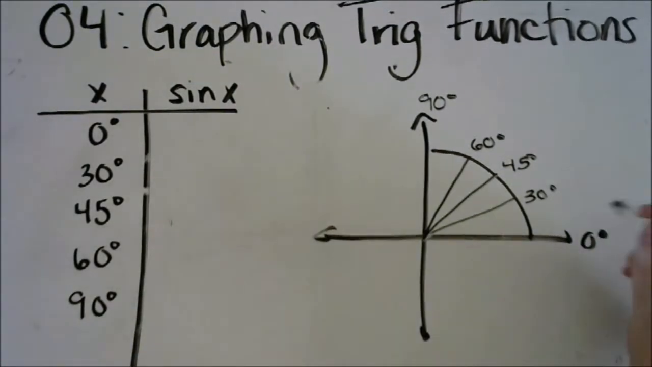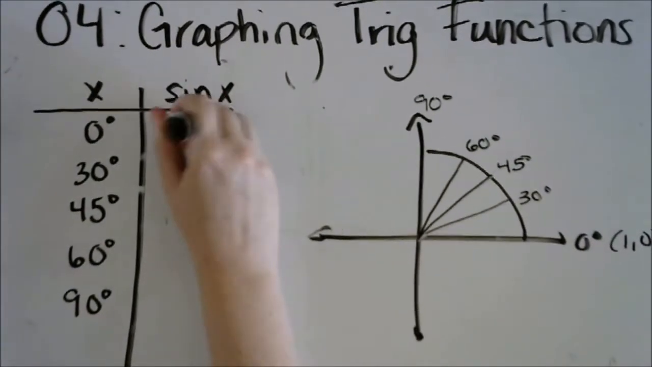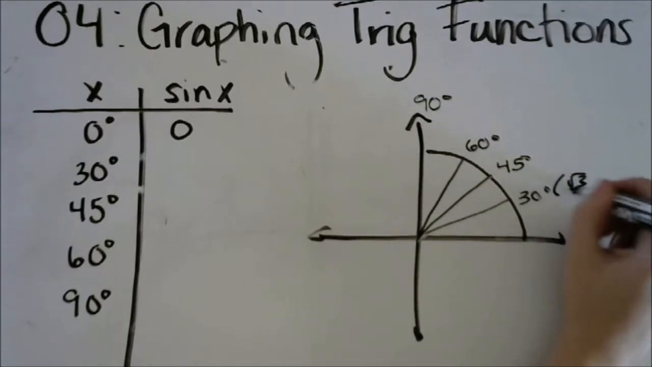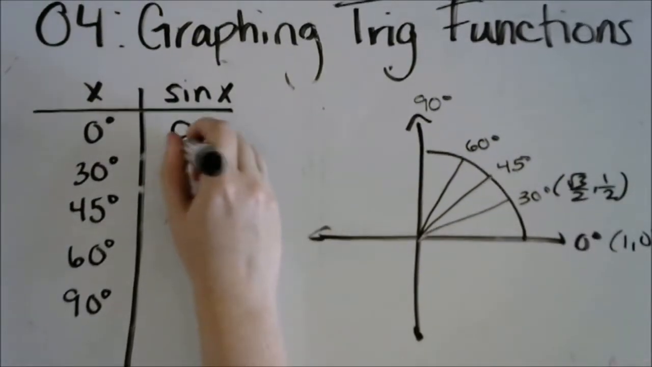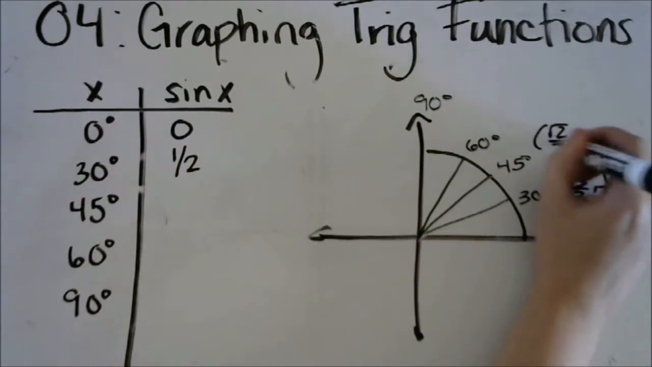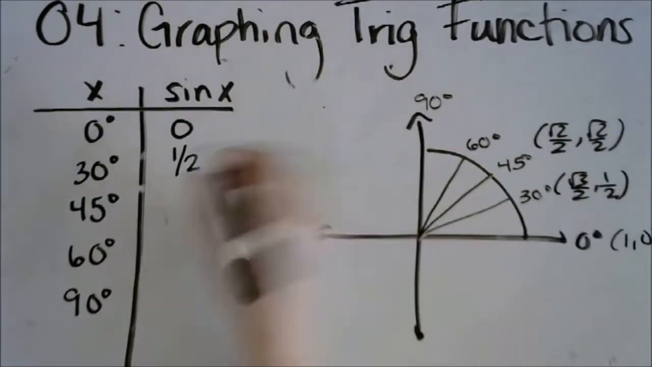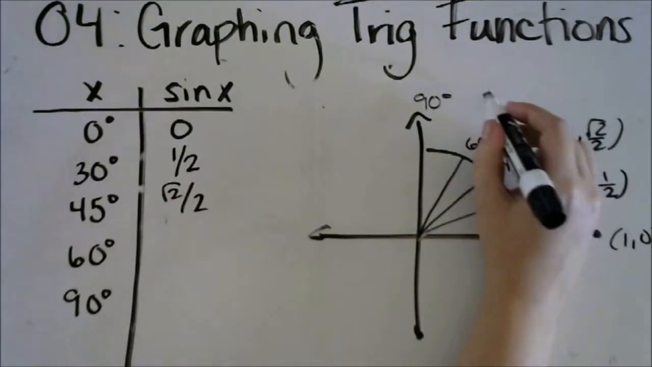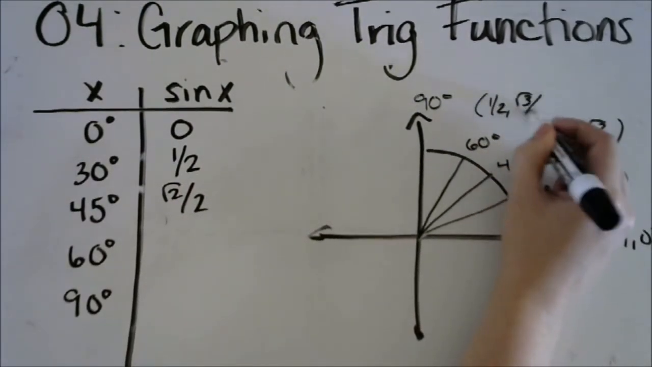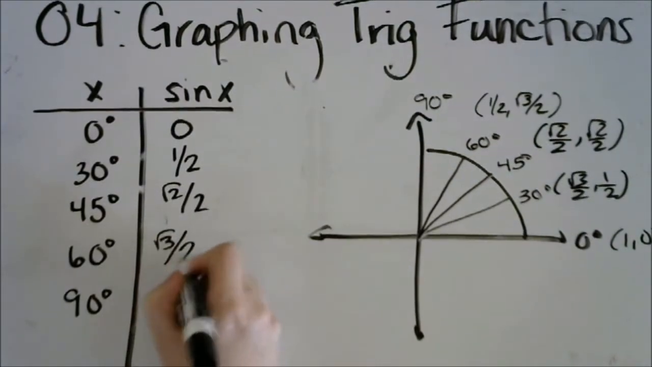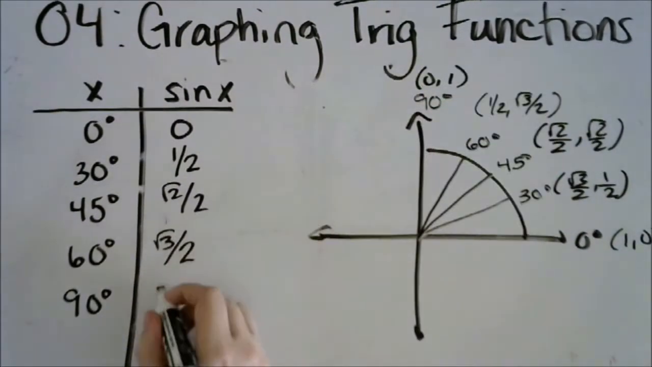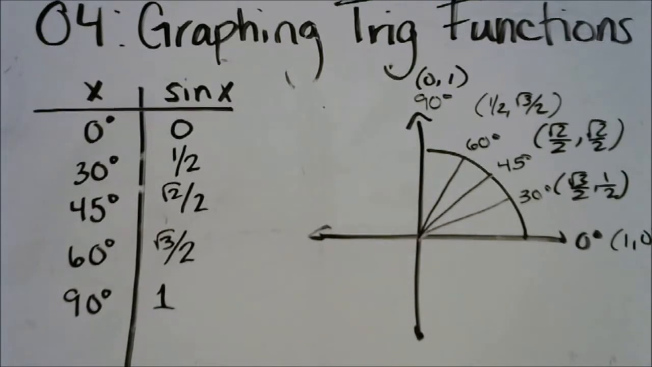So what are the sine values at each of these points? Well, this ordered pair has a value of 0 for sine. This ordered pair has a value of 1/2 for sine. This ordered pair has a value of rad 2 over 2 for sine. This ordered pair has a value of rad 3 over 2 for sine. And this ordered pair has a value of 1 for sine. So with this in place, we can actually graph the first quadrant or first turn of our sine function.